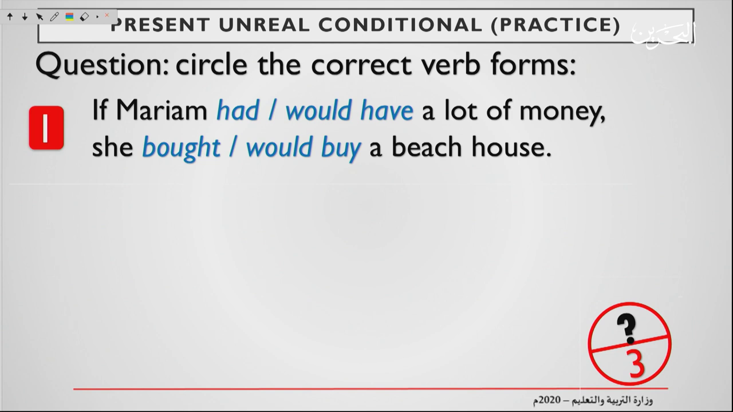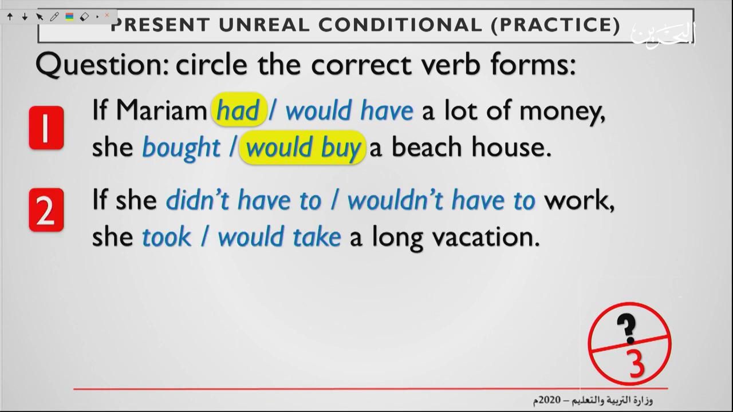Okay, let's check the answer. So the first one is had. If Maryam had a lot of money. And the second one is she would buy a beach house. You start with the present, the past simple and then would plus infinitive without to.